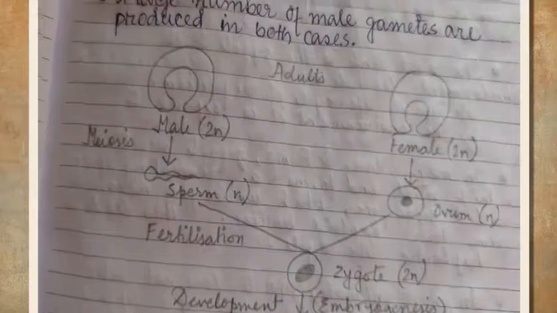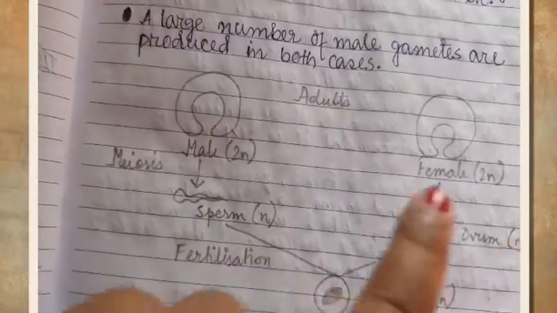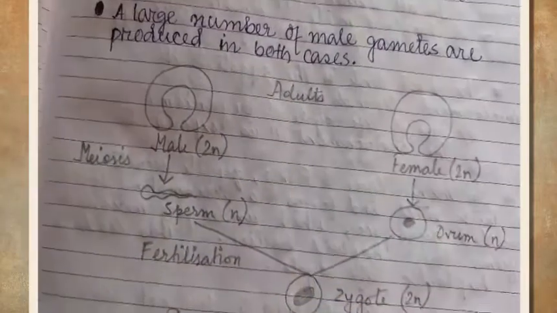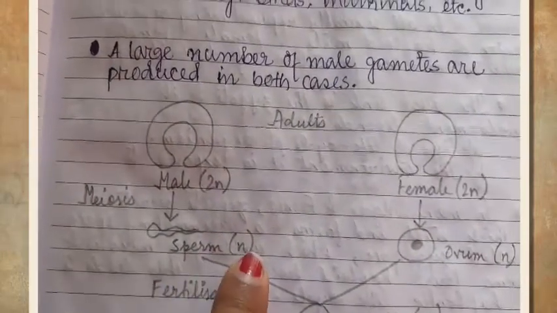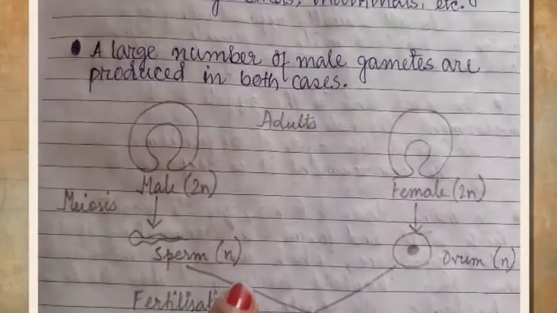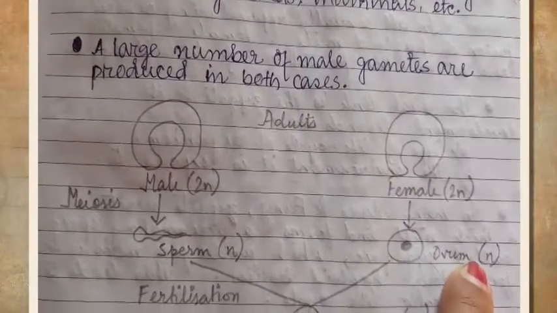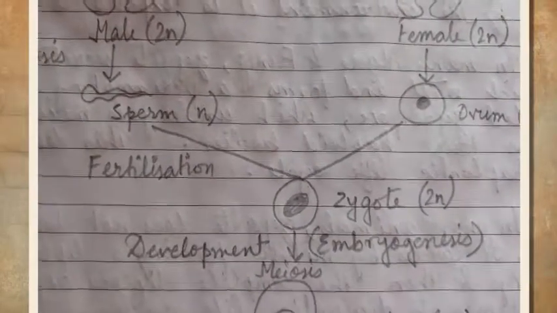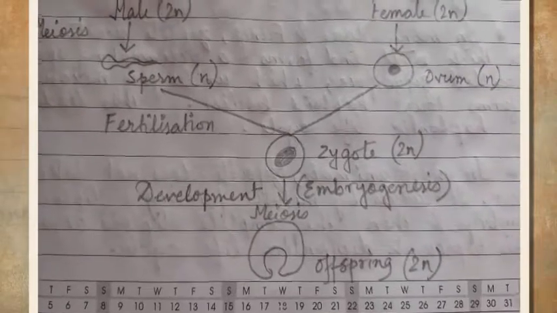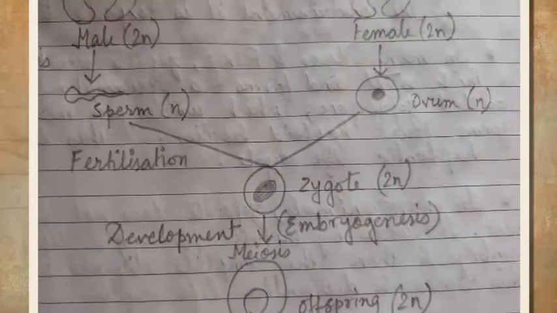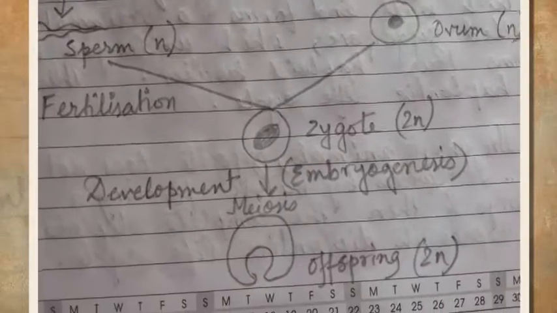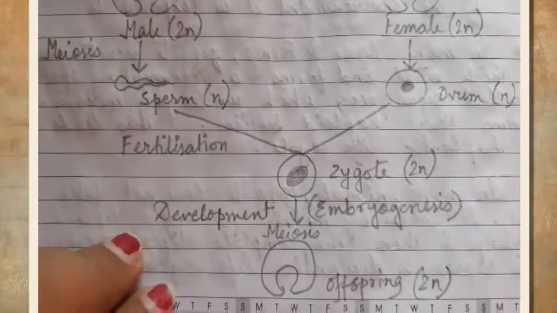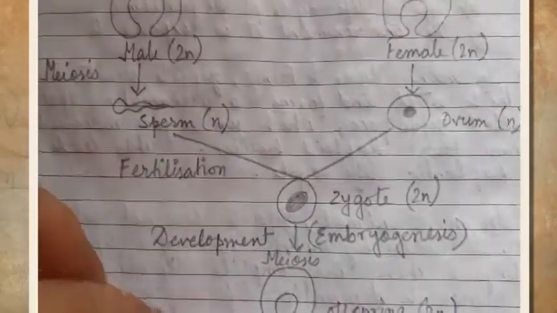Here if we see the process, if these are the adults, this is the male and the female, both are 2n, both contain 2n number of chromosomes. Now the sperm, after meiosis, becomes haploid, and the ovum also is haploid. After fertilization they form the zygote, which is diploid in nature, and by the process of development or embryogenesis, through mitosis, they form offspring.